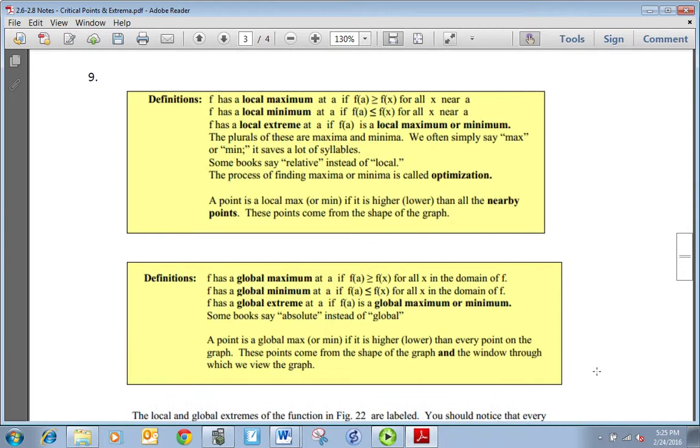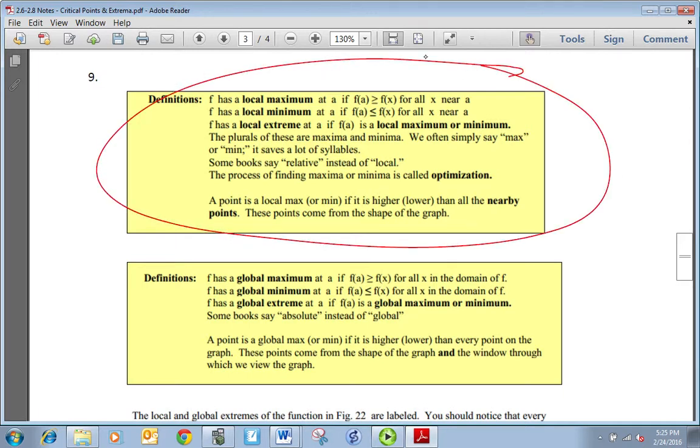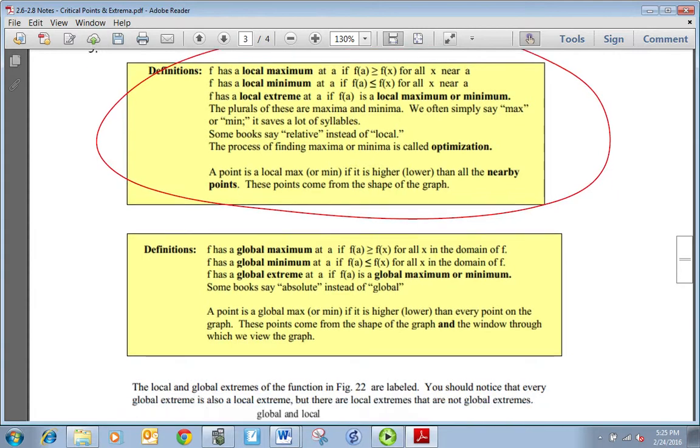Okay, max and min. So here's a whole bunch of definitions about maximums and minimums. We have local and we have global. Global means over the entire function, whereas local just means we're talking about a small portion of the function. Well, it might not be small, it might be large, but anyway, it's just one portion, one interval. In this class, we're mostly going to be dealing with local maximum. We're going to look at max or min just on an interval.